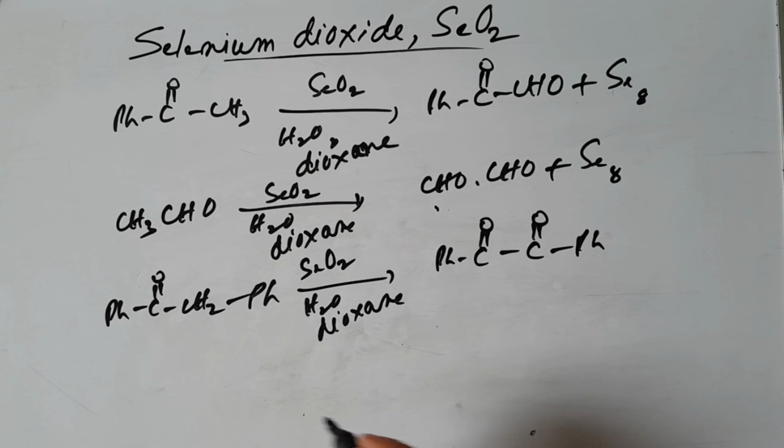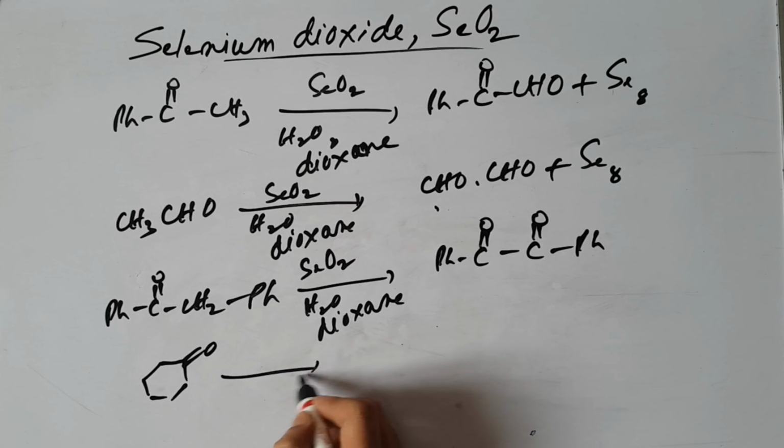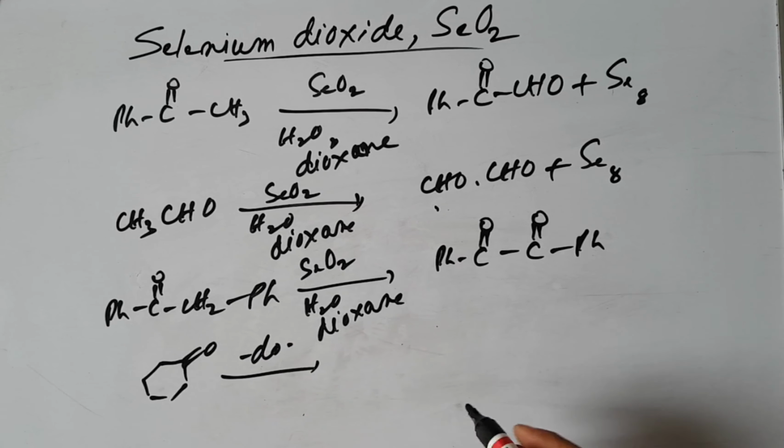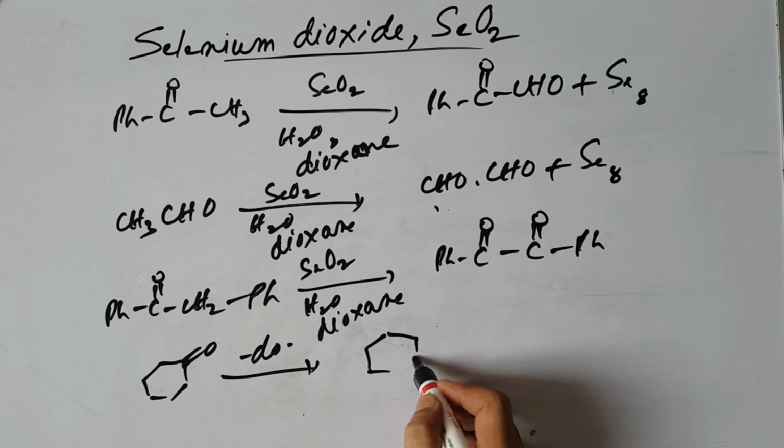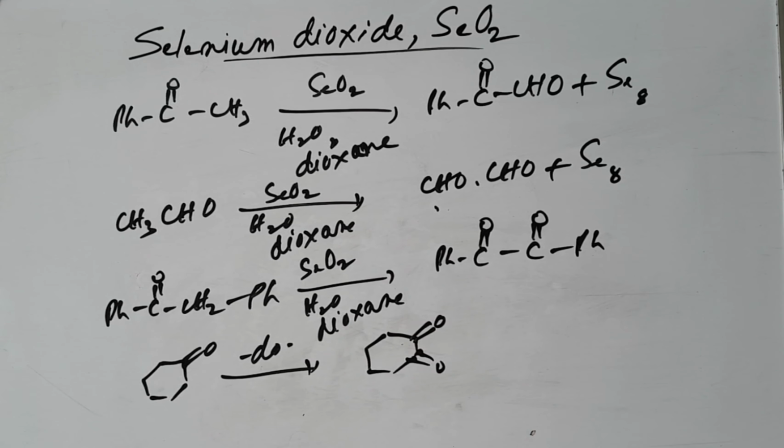So like this. Many examples are there; even cyclic ketones can be oxidized. So like this, cyclic ketones, same reaction conditions. So it gives this dicarbonyl groups, okay, like this. So I'm giving some examples like this. So let's see the mechanism, how.